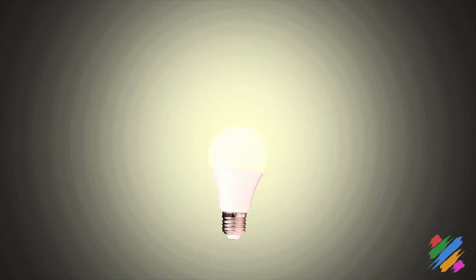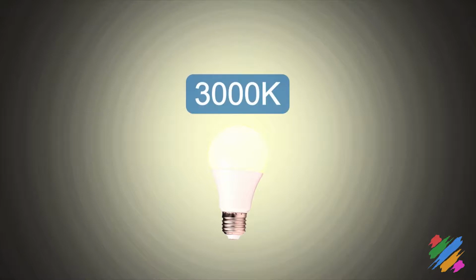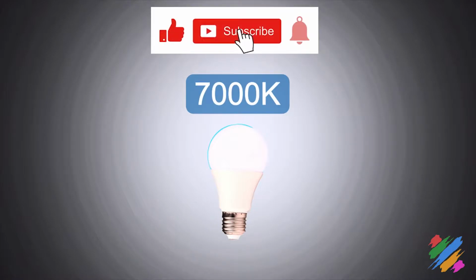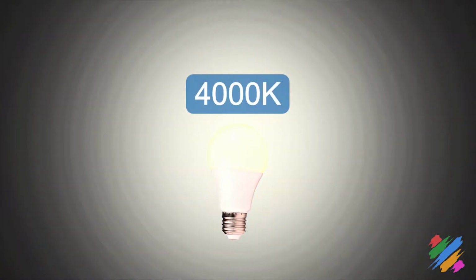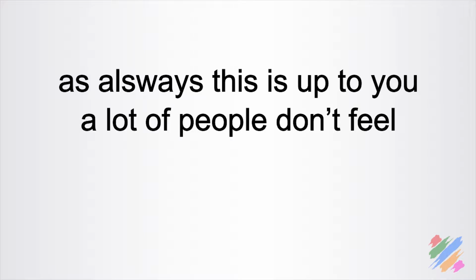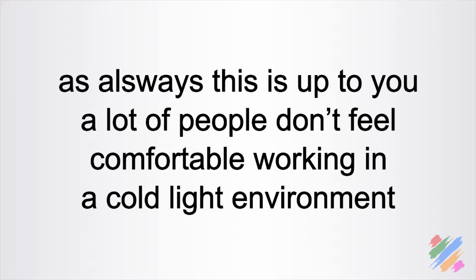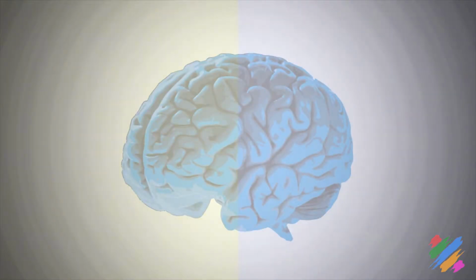On the market, we can easily find bulbs with a light temperature from 3000 Kelvin for those with a warm light up to 7000 for the cold light bulbs. In my opinion, for painting, we shouldn't use a temperature lower than 4000 Kelvin. I normally use a 6000 Kelvin bulb, but as always, this is up to you. A lot of people don't feel comfortable working in a cold light environment, and at the end our brain is going to help us to adjust our color perception.